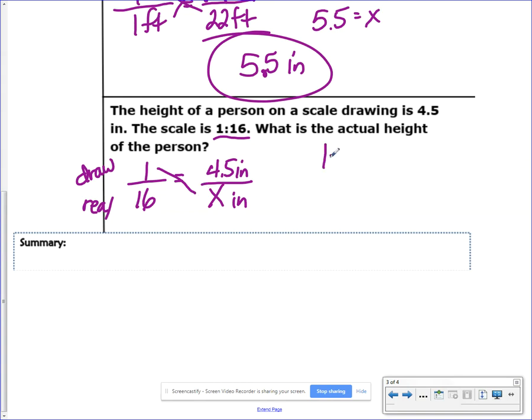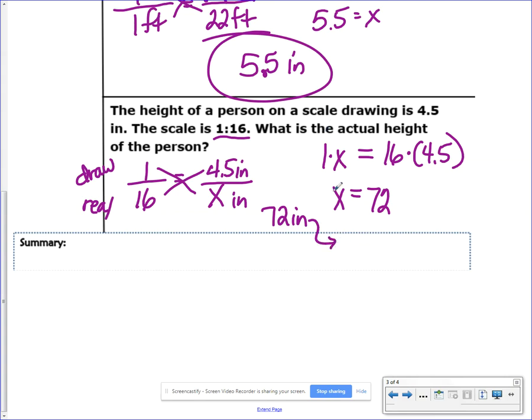Cross multiply and solve. Oh, I like this again because I get 1 times x. 16 times 4.5. All right, go from there and you should get 72. That means the person's actual height is 72 inches. Now, if that doesn't make sense, usually we measure people in feet. Convert that into feet by dividing by 12, and that is 6 feet tall.